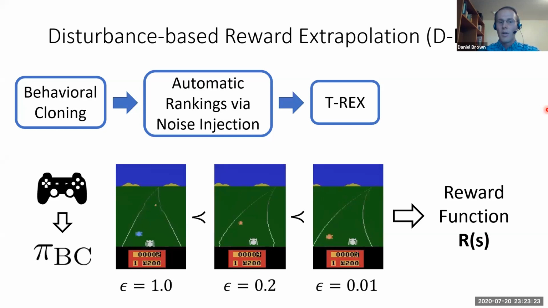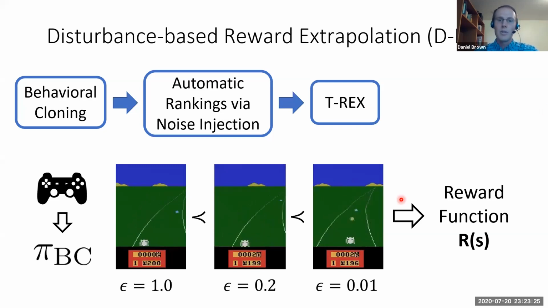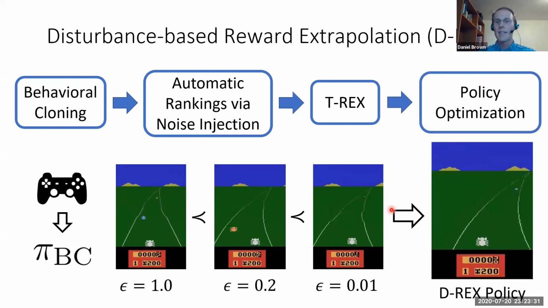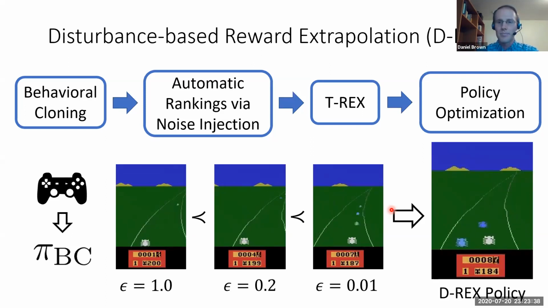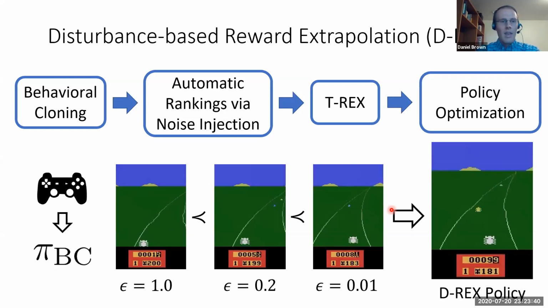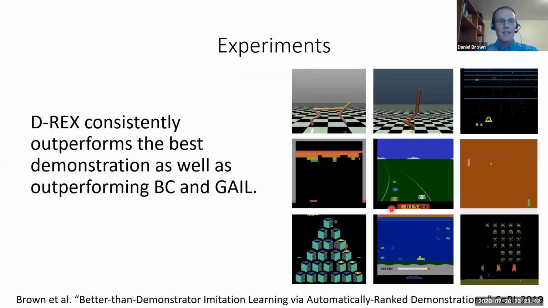This gives us these weak preference labels, which we can then run through our T-Rex ranking loss to learn a reward function. And then we plug that into any reinforcement learning algorithm in order to learn a policy that we hope can perform better than the best demonstration. We showed that over a variety of tasks, DREX does consistently outperform the best demonstration, as well as other baselines such as standard behavioral cloning, or more advanced methods such as generative adversarial imitation learning, or GAIL.